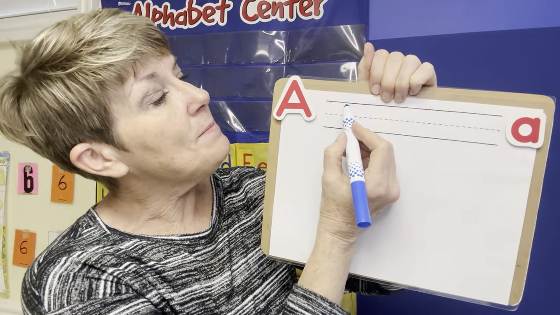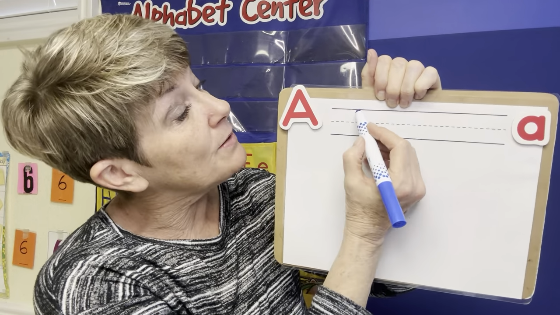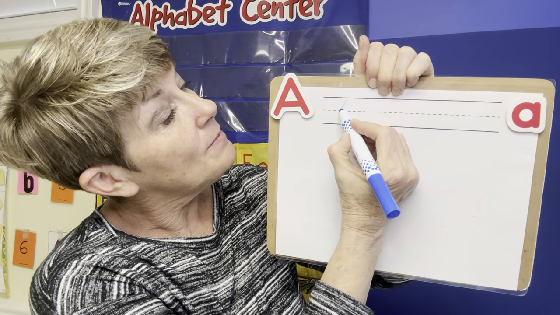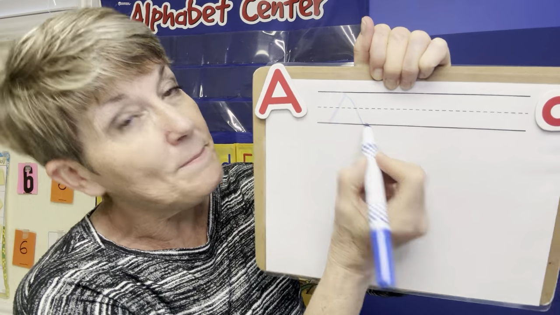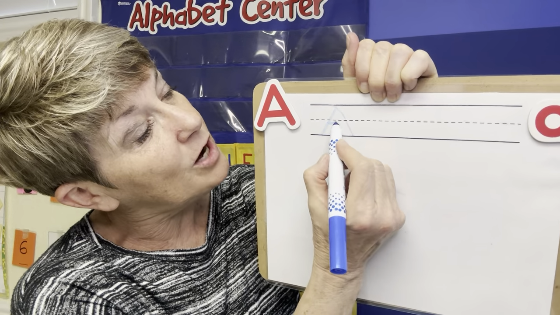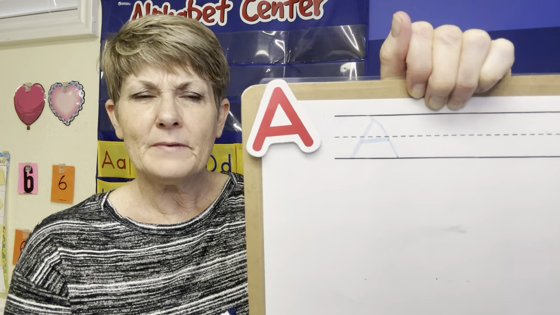Now, I'm going to start at the top of the writing road. Capitals always start at the top of the writing road. So I'm going to come up here and I'm going to make a line down. And then I'm going to come on the other side and make another line down. And then I'm going to draw a line right through the middle. Is that a capital A? Can you see that okay?